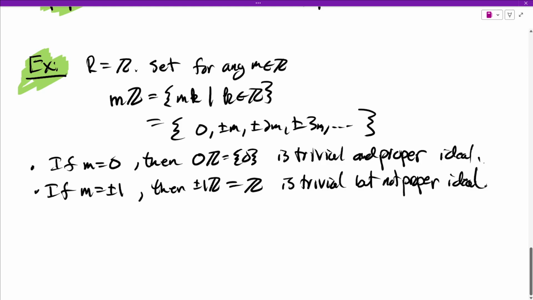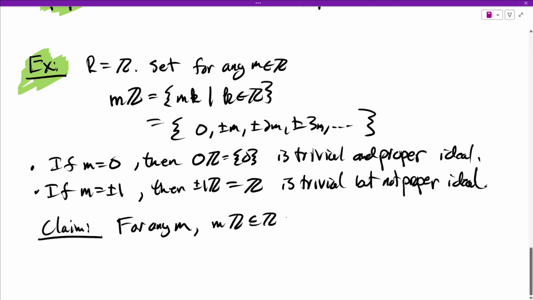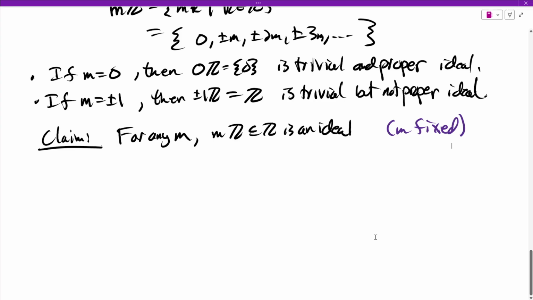Okay, so now the question is, what happens for other m's? Is it an ideal? Let's find out. I claim that for any m, you fix an m, mZ as a subset of Z is an ideal. So m is fixed. You're not allowed to vary m once you've constructed mZ. All right, so let's go through and show it.